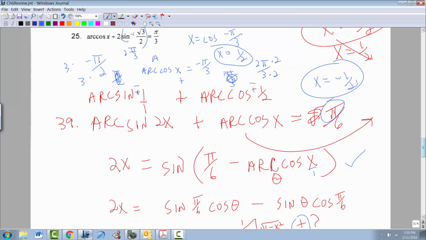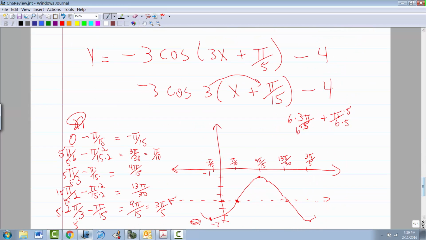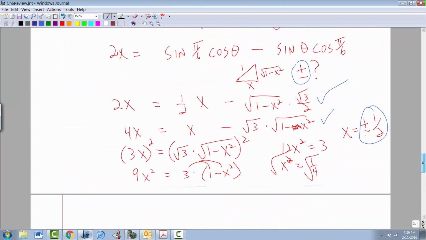So just check those answers instead of worrying about restrictions. Which one is it, plus or minus? Oh, and by the way, when you square both sides to solve a question, you get plus minus. Don't forget that. Okay, and then I had one more.